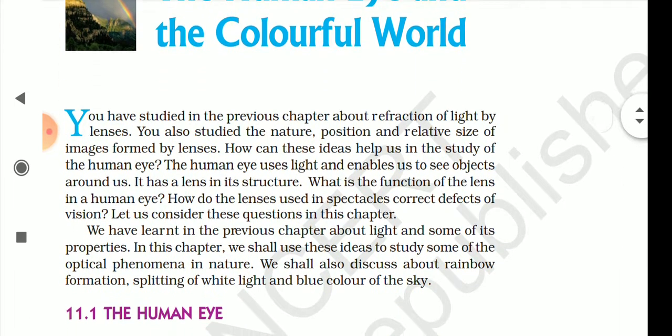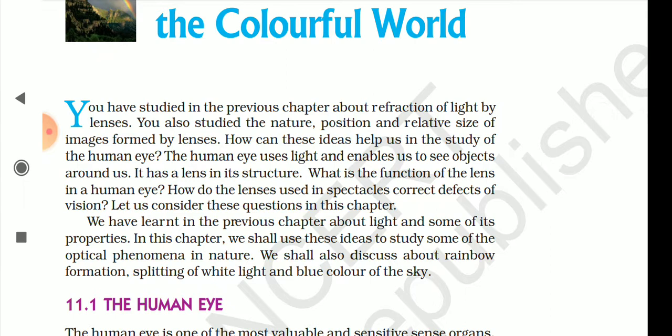You have studied in the previous chapter about refraction of light by lenses. We also studied the nature, the position, and the size of the image formed by the lenses. Yes, we are clear about that. If it was below the x-axis, it was real and inverted. But if it was behind the lens or behind the mirror, it was virtual and erect. Fine. The nature and size we saw were small, diminished, point-sized, enlarged, highly enlarged. These were the sizes of the images formed when an object was kept at some distance.